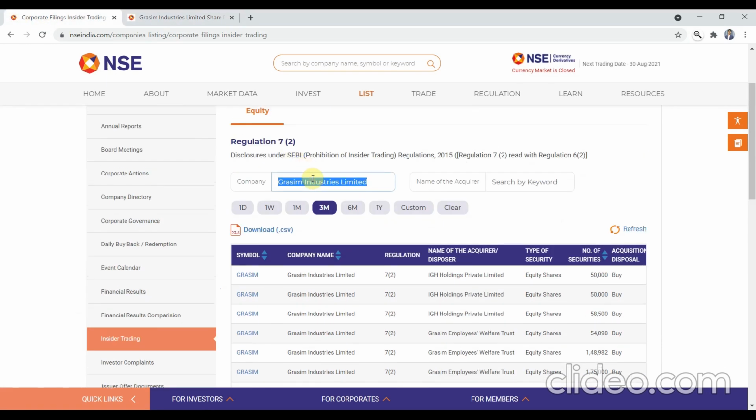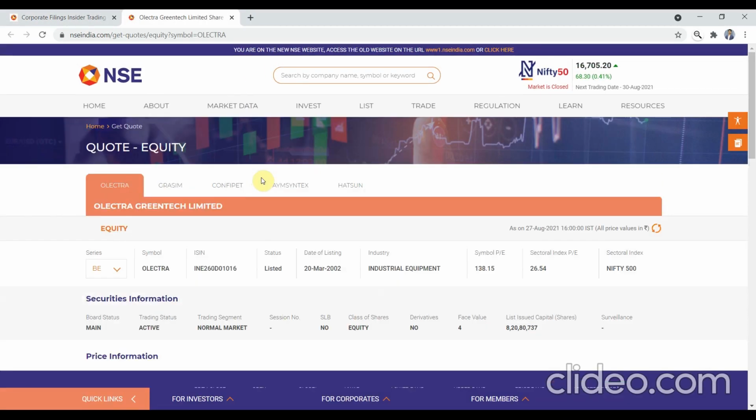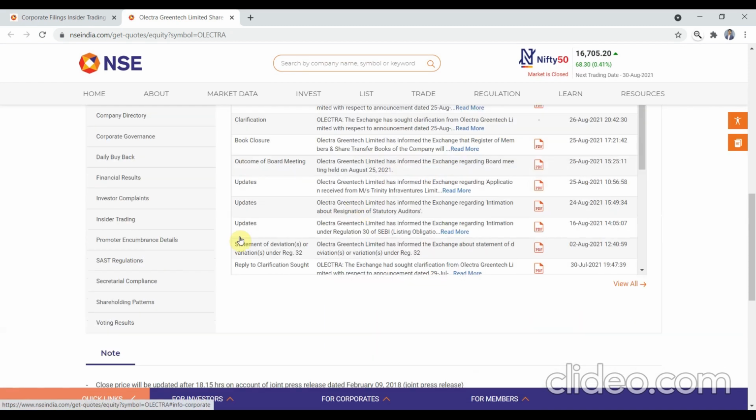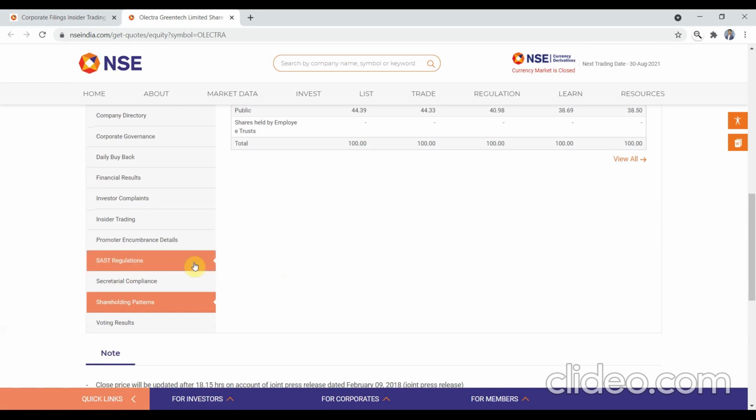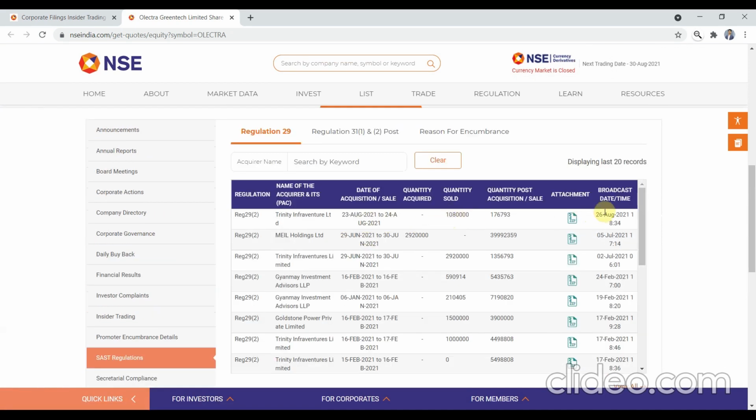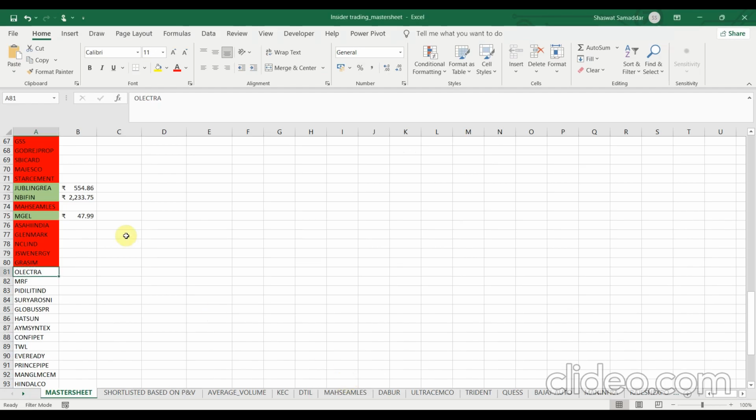Paste the company name here once again. And we have to repeat this particular process for all the stocks. Go to corporate information, check the shareholding. Okay, so the shareholding is greater than 50%. Let's check the SAST regulation. Okay, so as you can see, on 26th of August 2021, there was a selling. Now, according to our rules, there should not be selling in the last 6 months by any institutional investor or any promoter or promoter group, but there has been a selling reported. So that's why I'll mark it as red again.